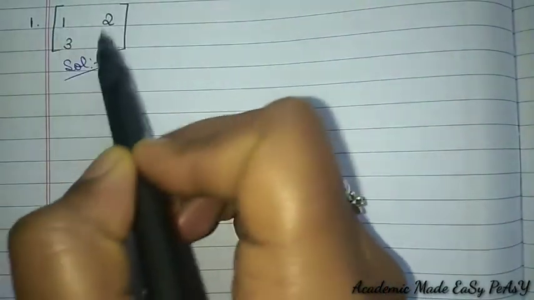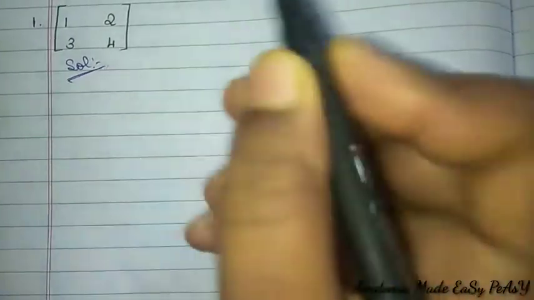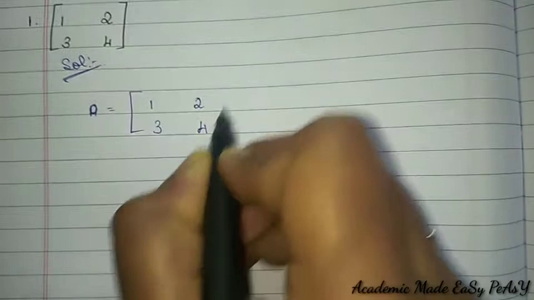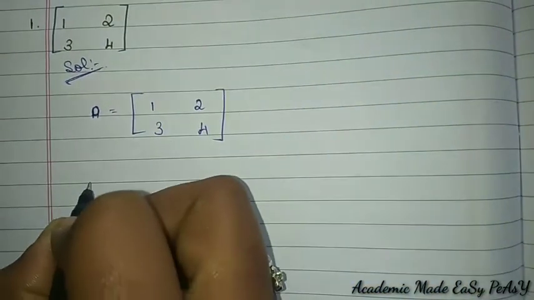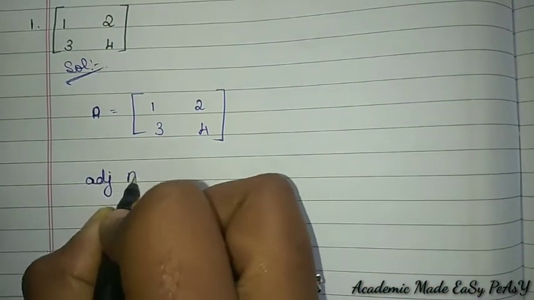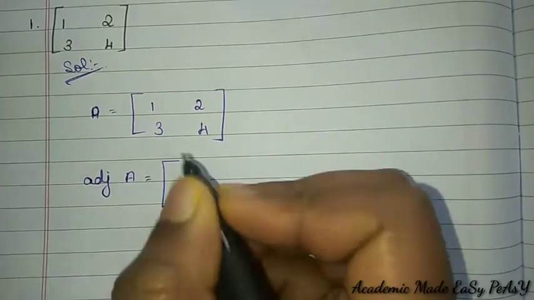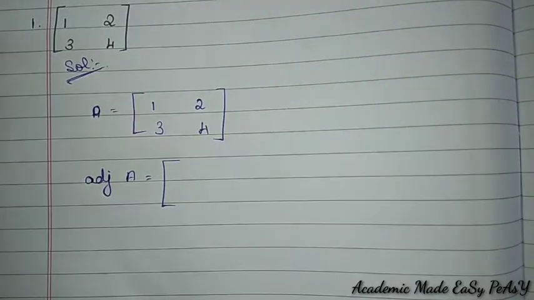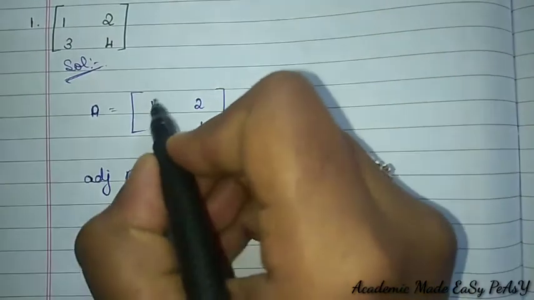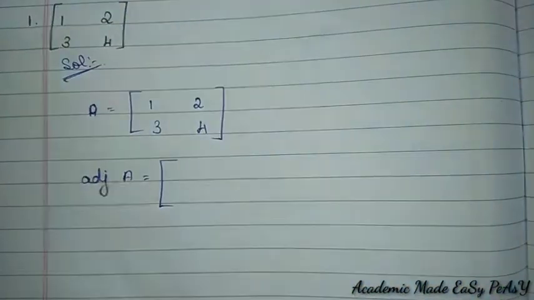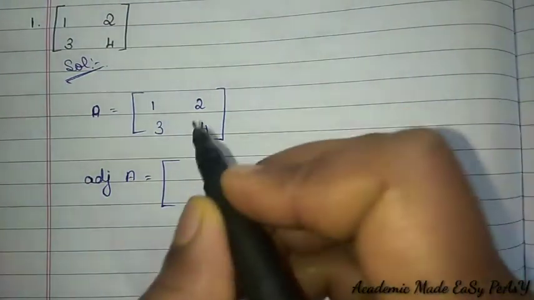Now question 1, a matrix is given and we have to find the adjoint of this matrix only. So solution. Here I will be writing let A be this matrix 1, 2, 3, 4. Now I will be finding the adjoint of A. How will I find it? I already taught you in the introduction part, isn't it? Watch that. If you have not watched, please do watch it. I will attach the link in the description box.